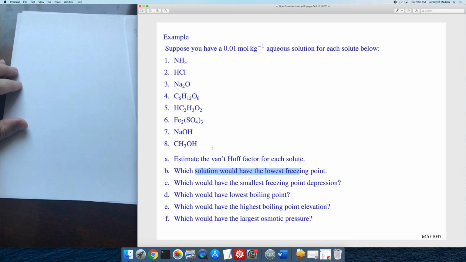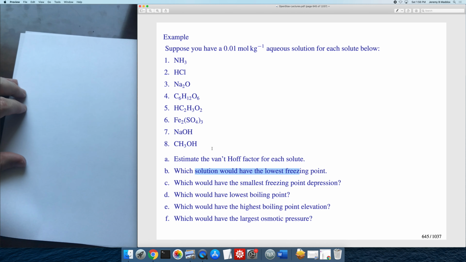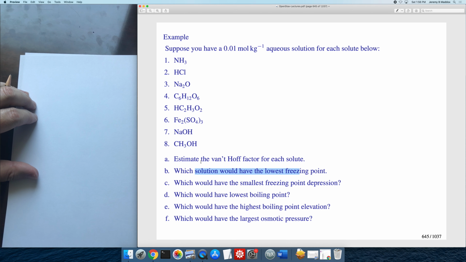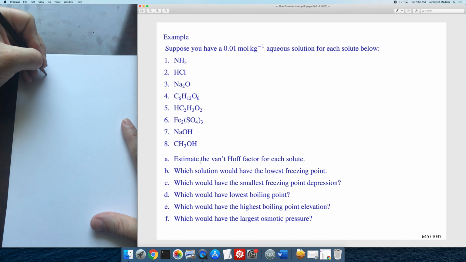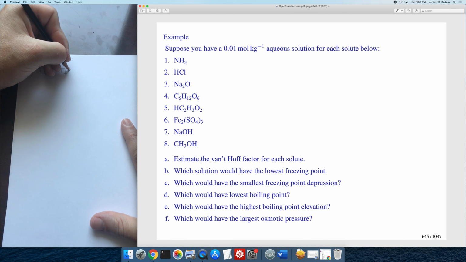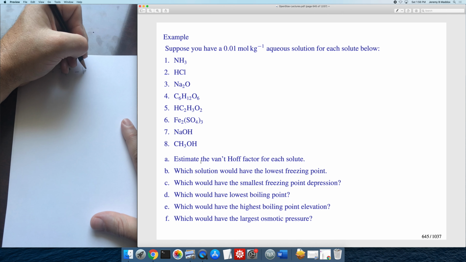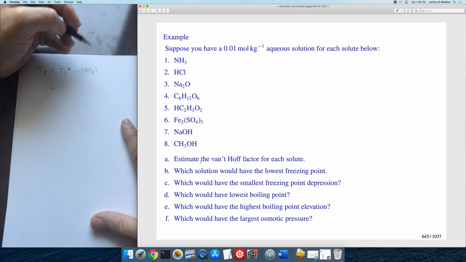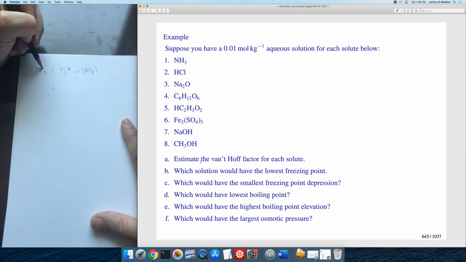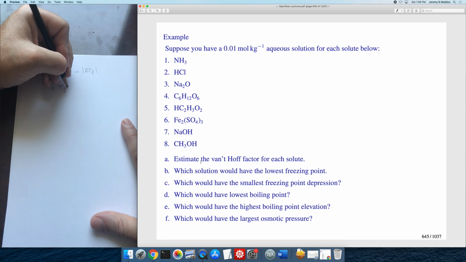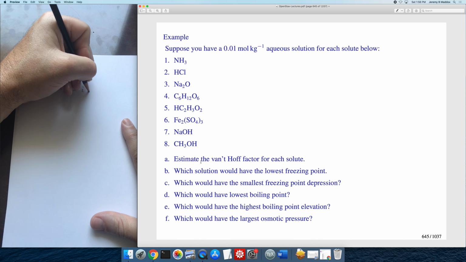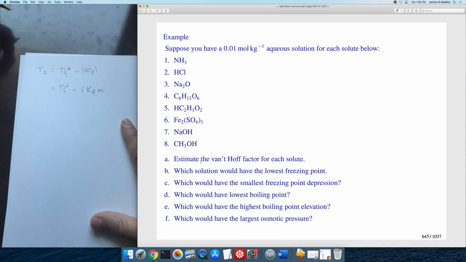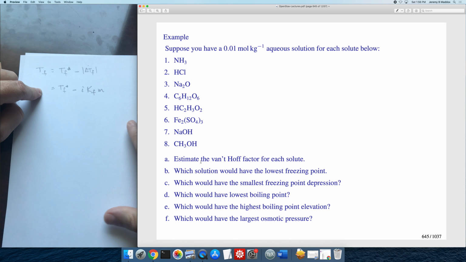Okay, so let's write that out. The freezing point of the solution. Well, the freezing point is the Tf, and that's Tf star minus delta Tf. That's the freezing point lowering. That's the freezing point. Minus i Kf m. Okay, so they want to know which of these solutions is going to have the smallest value of Tf.